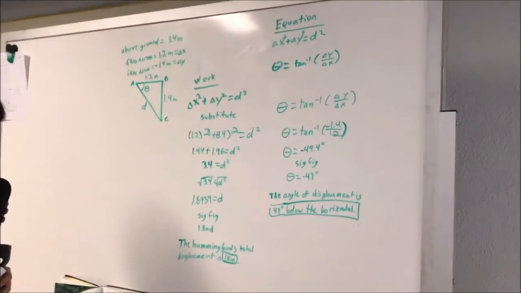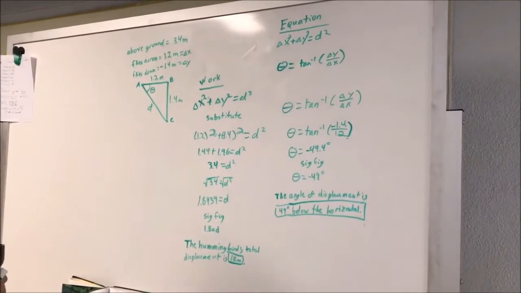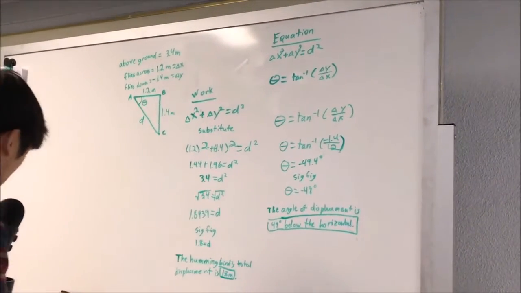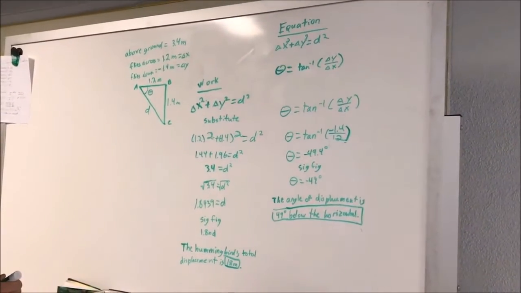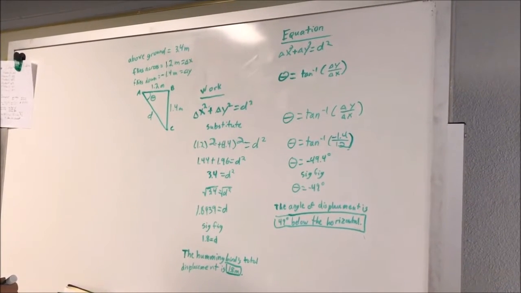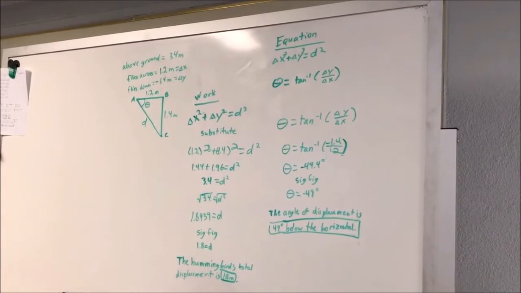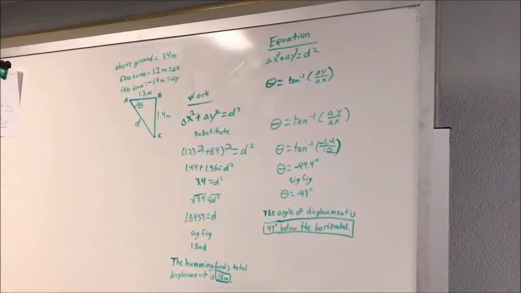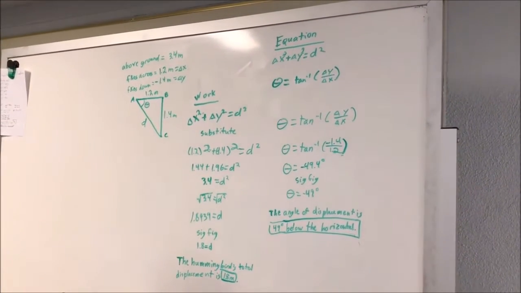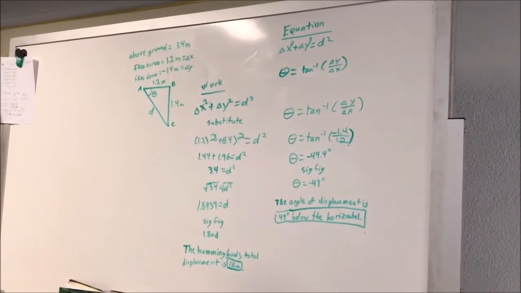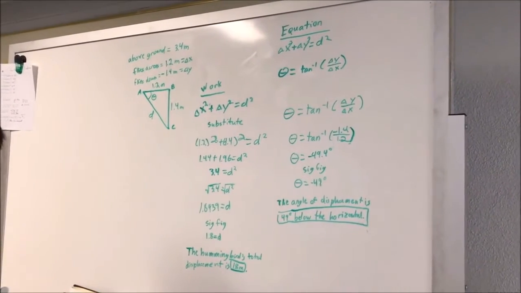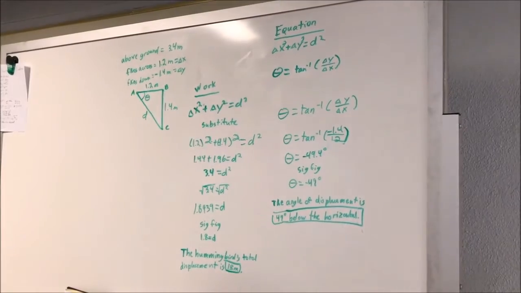Okay, so we will be doing chapter 3, practice A number 4. The problem is a hummingbird 3.4 meters above the ground flies 1.2 meters along a straight line path. Upon spotting a flower below, the hummingbird drops directly downward 1.4 meters to hover in front of the flower. What is the hummingbird's total displacement?